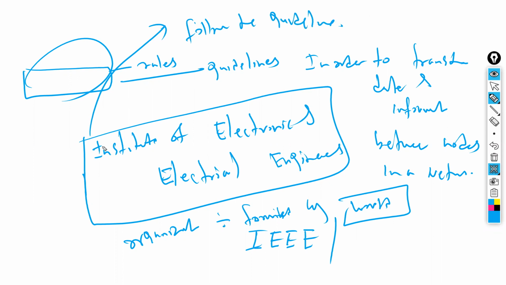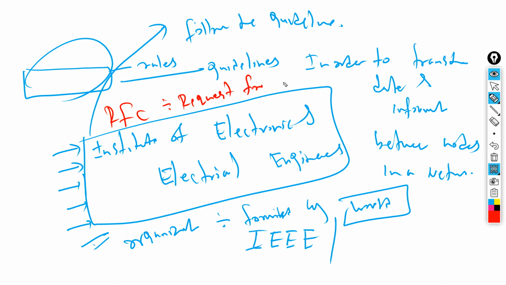In order to have a network, what kind of guidelines? These protocols are defined under RFC. RFC means Request for Comments. So RFC documents imply that if new innovations or new protocols are introduced, people will list them down. We say protocols, for example, email.